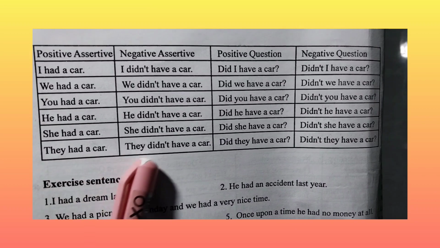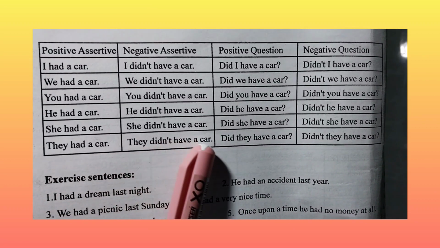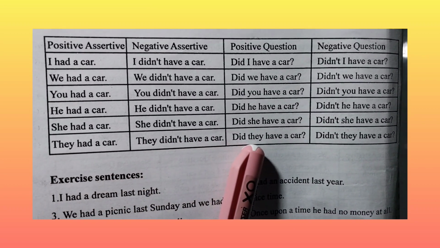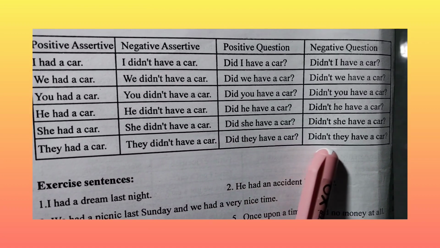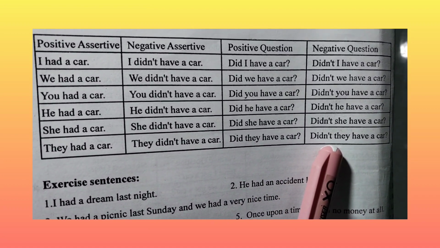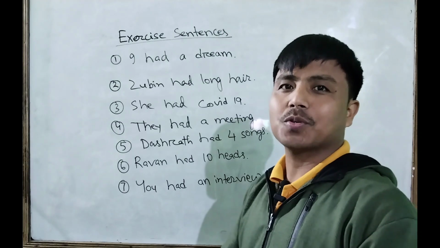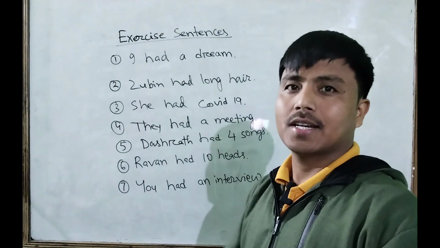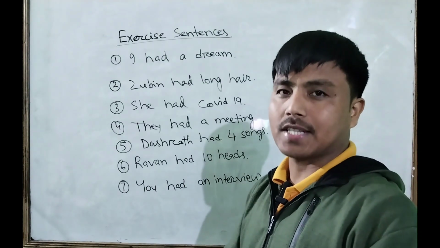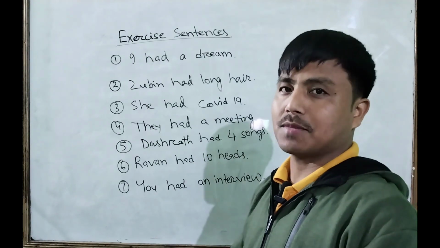Next one, they had a car, hiyotor ekhon gari asil. They didn't have a car, hiyotor gari nasil. Did they have a car? Hiyotor gari asil neki. And didn't they have a car? Hiyotor gari nasil neki. This is the way you have to repeat after the chart about 15 to 20 times and set them at the tip of your tongue.